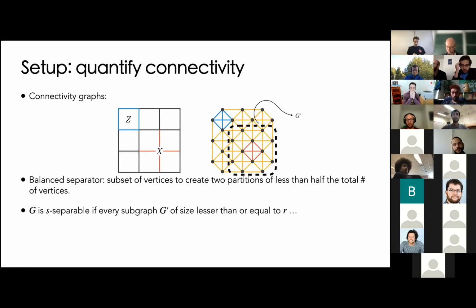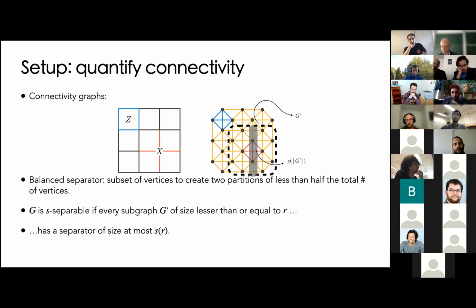Here's one way that I could phrase this. We're going to say that our graph is S separable if for every subgraph G prime that I consider, where I've indicated the subgraph G prime using dashed lines, and let's say that the size of the subgraph is less than or equal to R, then every such subgraph has a separator of size at most S of R. Okay, so that was a mouthful.